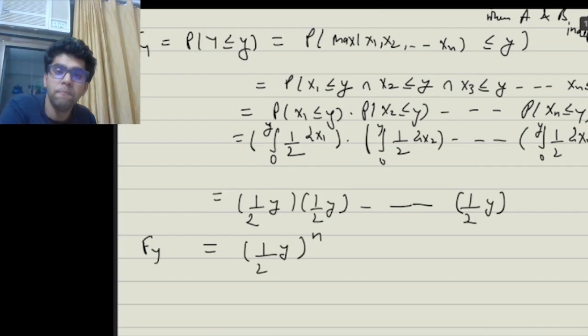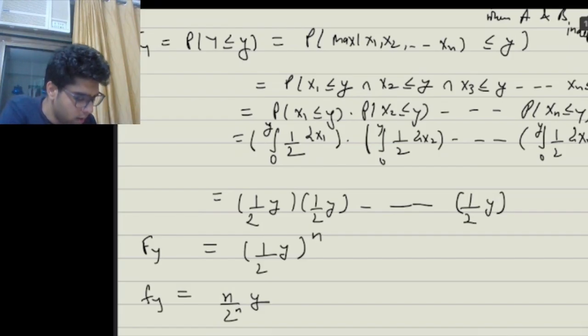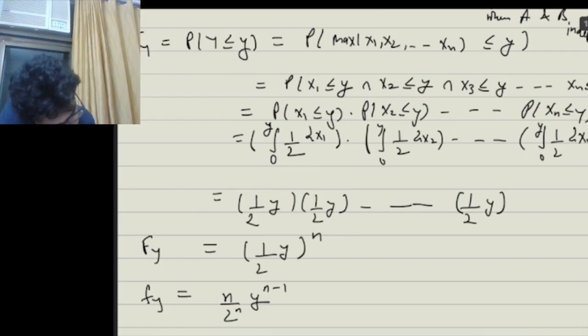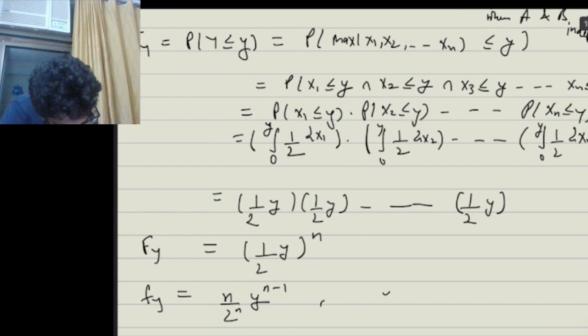Now I need to obtain the PDF, right? For obtaining it, I would just differentiate this whole function. This would give me f of y as n by 2 to the power n, y to the power n minus 1, right? Where y also lies between 0 and 2.